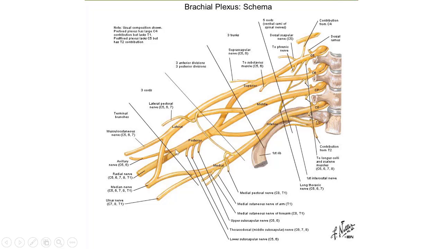Posterior cord. Branches of the posterior cord are 5: upper subscapular nerve, thoracodorsal, lower subscapular nerve, axillary nerve, and radial nerve. So, you learn these 3, upper subscapular, thoracodorsal, and lower subscapular. You find these 3 in the apex of the axilla. But about radial and axillary, I'm speaking in the future about all of these terminal branches.